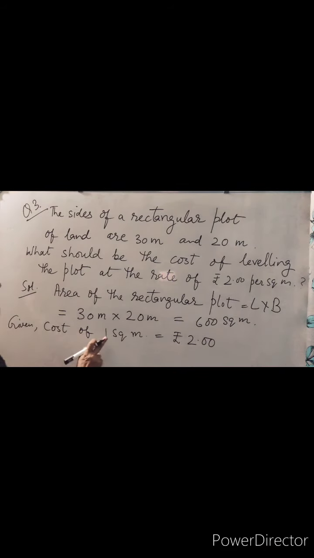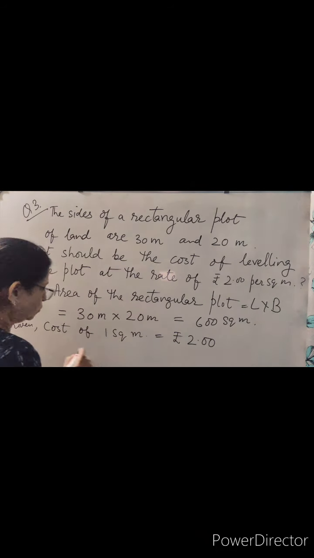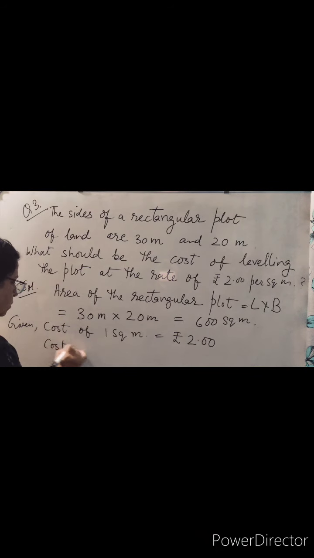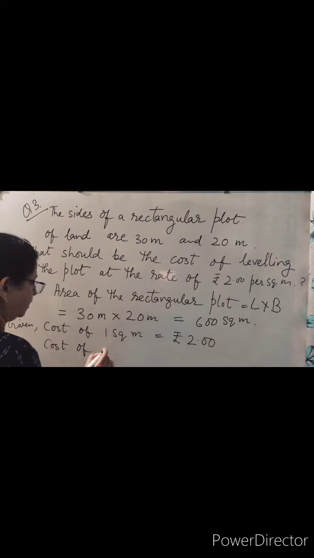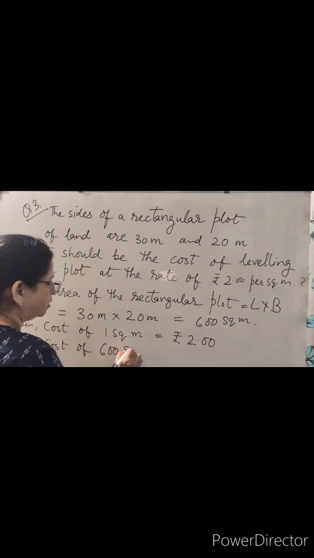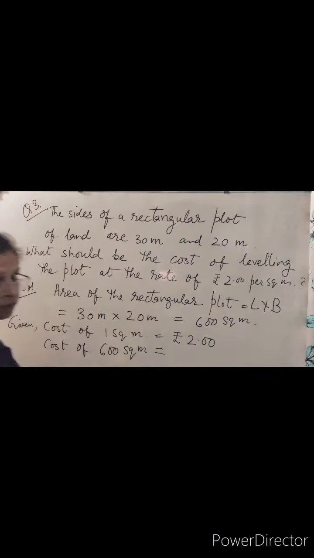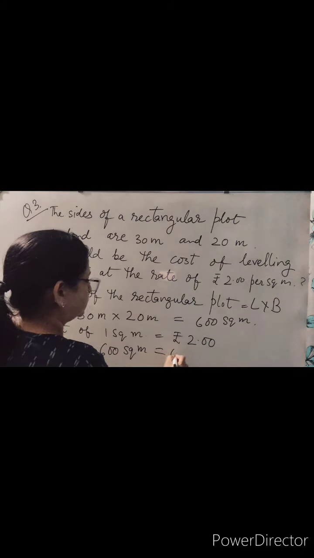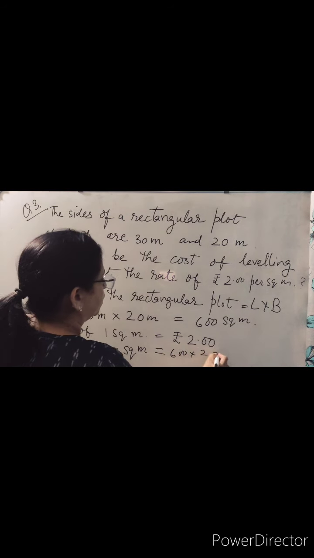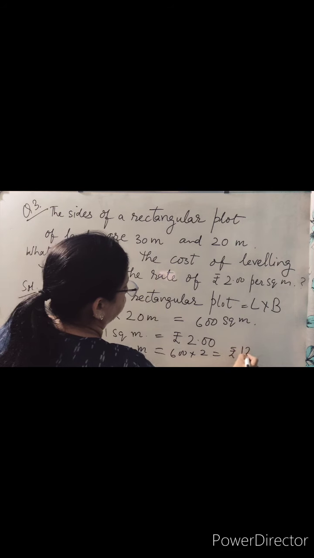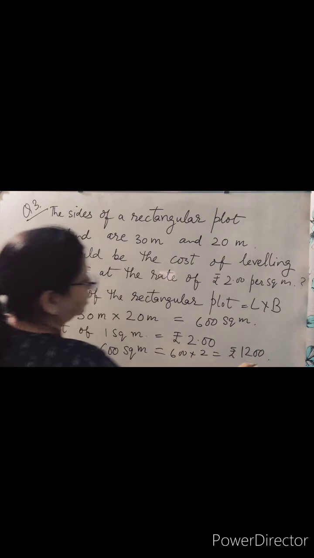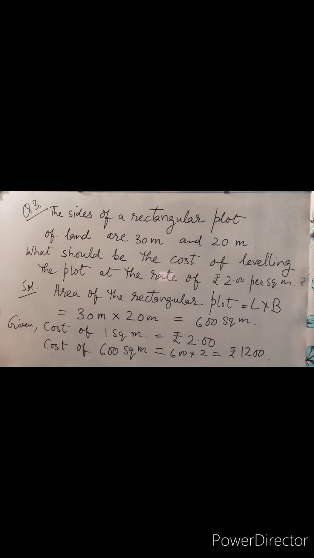600 स्क्वायर मीटर. If the cost of 1 square meter is ₹2, then what will be the cost of our area? It means 600 square meter. You will multiply 600 multiplied by 2, and your answer is ₹1200 is the cost of leveling the rectangular park.